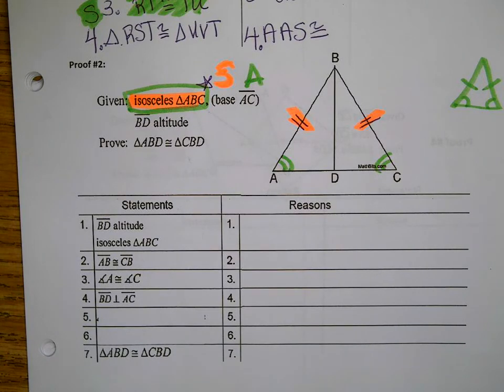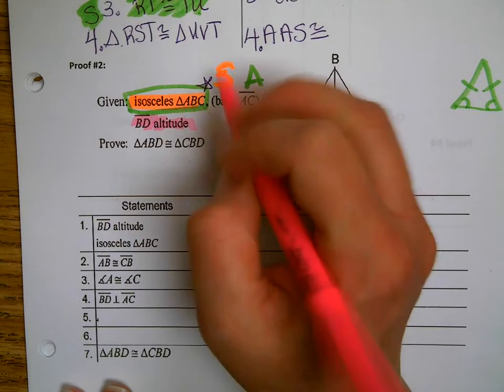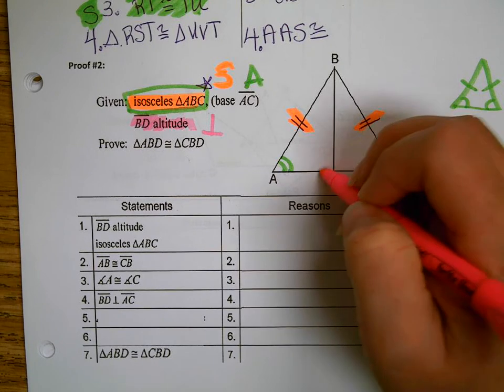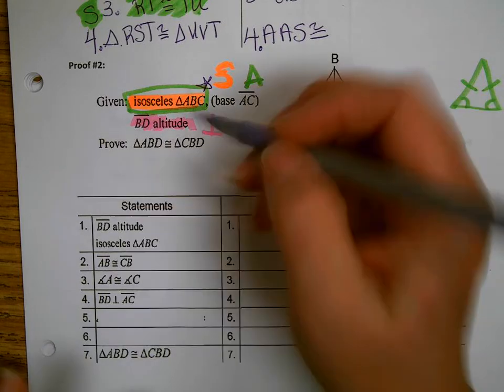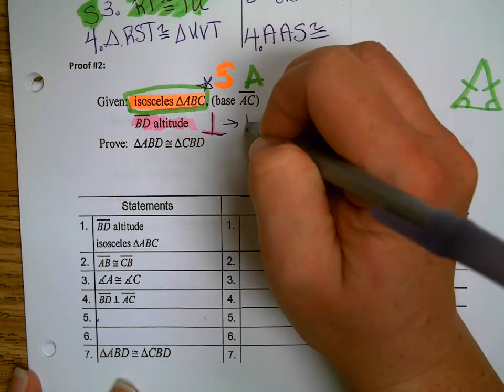Okay. Next, we have an altitude, BD. Now technically, what an altitude does is make 2 segments perpendicular. So that's a little bit of new information here, so we're going to walk through it. That altitude gives us perpendicular sides, which gives us those right angles.